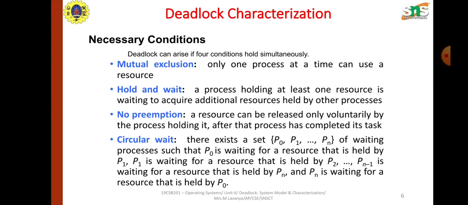Then the third condition is no preemption. We have already seen what preemption and no preemption are. No preemption means a resource can be released only voluntarily by the process holding it, after the process has completed its task entirely. That is, the resource held by the process can't be released in between the execution of the process. It will be released after completing the process entirely. This is known as no preemption.